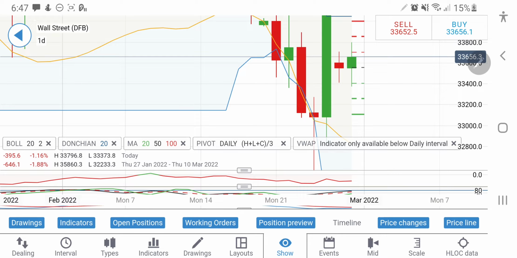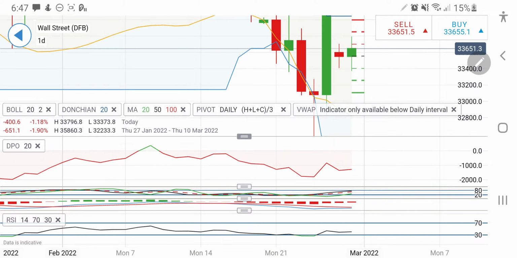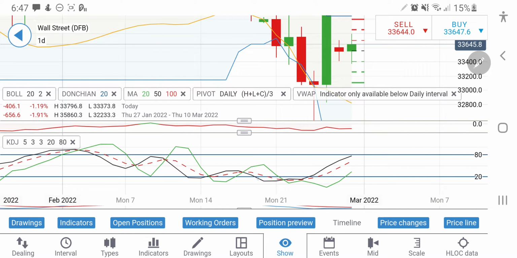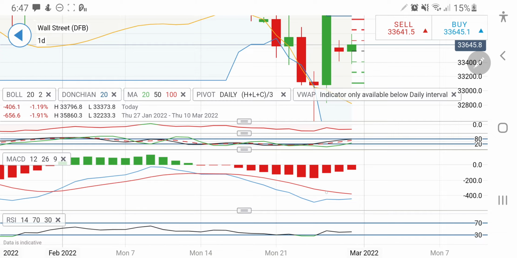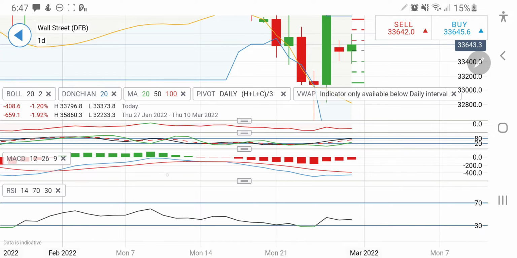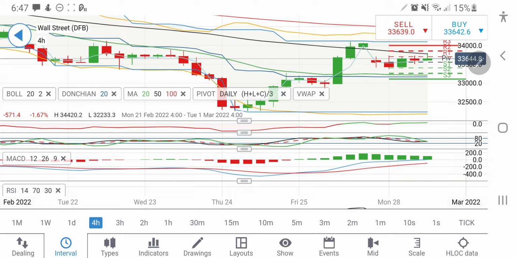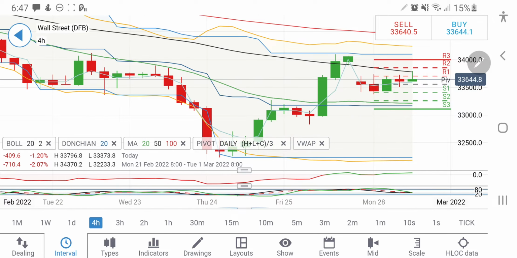Look at the indicators here. Support at 33,400, resistance at the 33,850 to 900 zone. Stochastic is almost near overbought levels. MACD lines are trying to cross over. RSI is near the bottom, but in a comfortable level, not showing any stress of overbought or oversold.